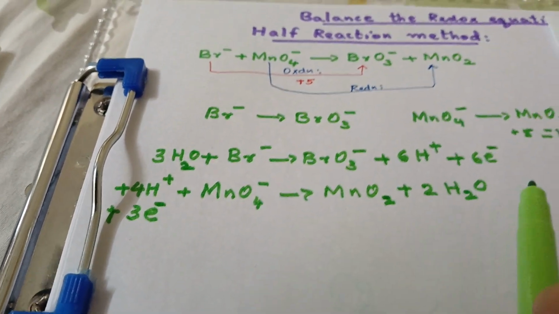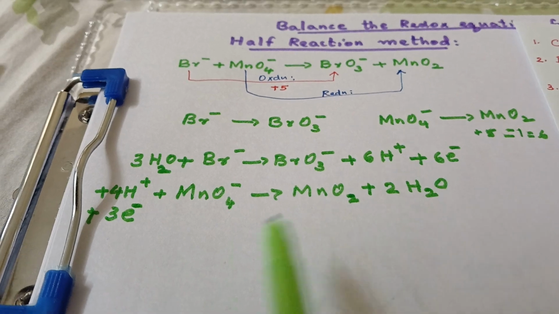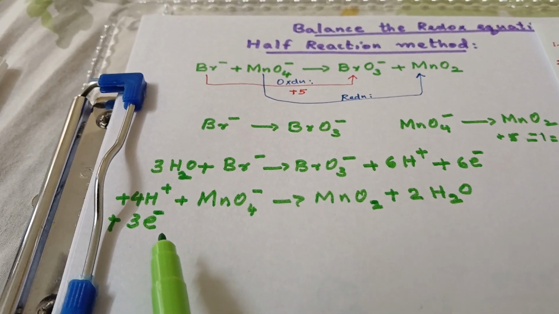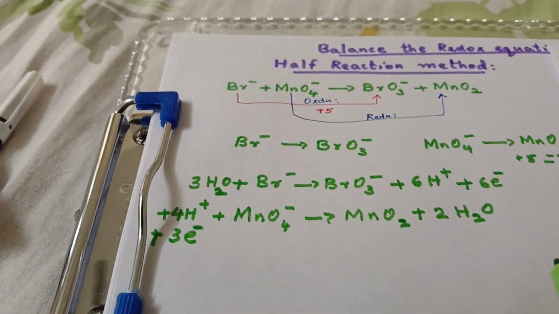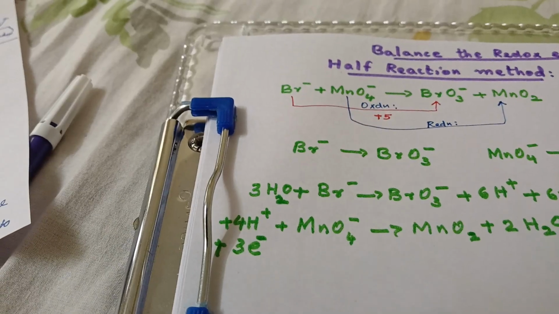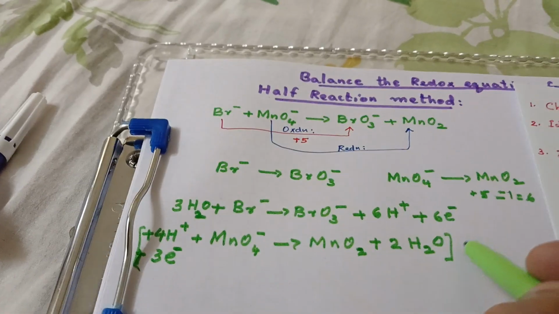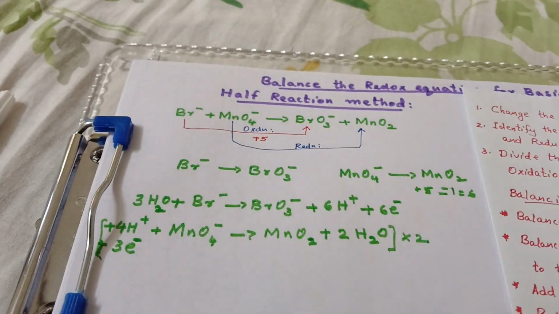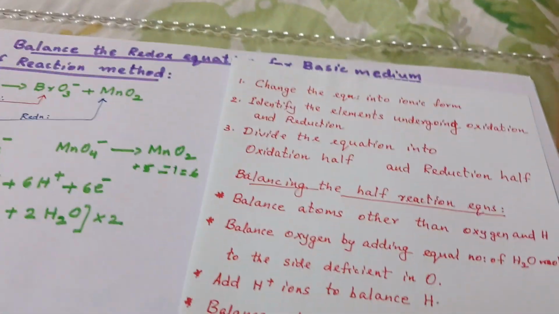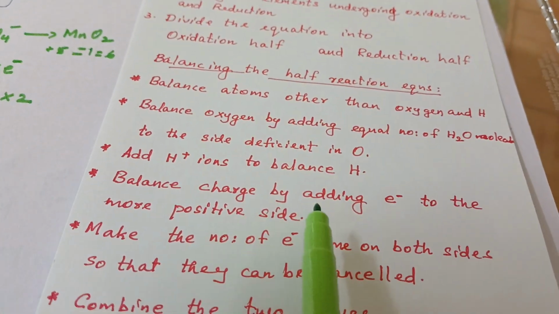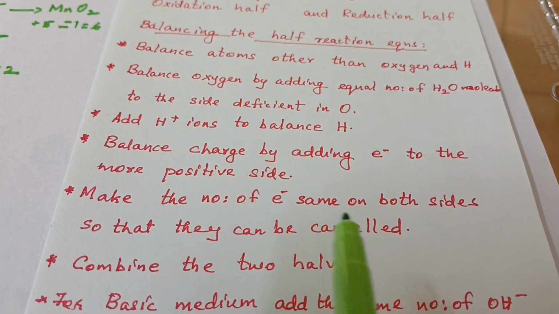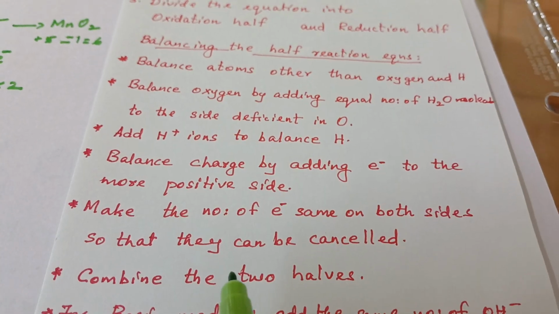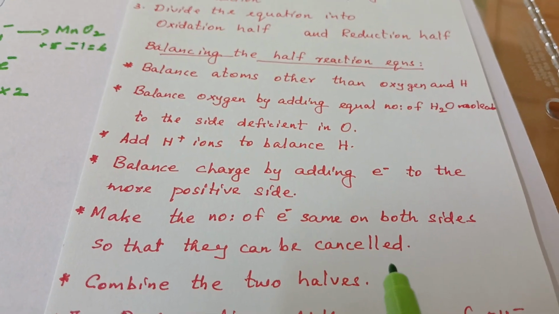But here we have 6 electrons, whereas here we have only 3 electrons. We need to make the number of electrons the same in both the equations. So we can multiply this by 2. We'll multiply this equation by 2. That is the next step. That is balance charge by adding electrons to the more positive side that we did. Make the number of electrons the same on both sides so that they can be cancelled.